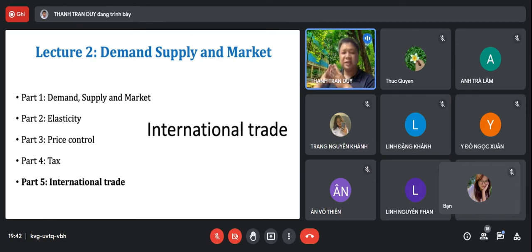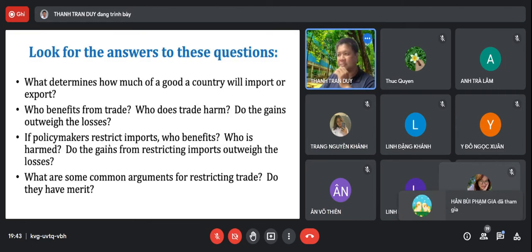But anyway, in chapter two, we have five parts, right? We talked about supply and demand already. We talked about elasticity already. We talked about price ceiling, price floor, and tax already, and the last part is international trade. In your textbook, it is chapter number 9. So the problem will be like this.